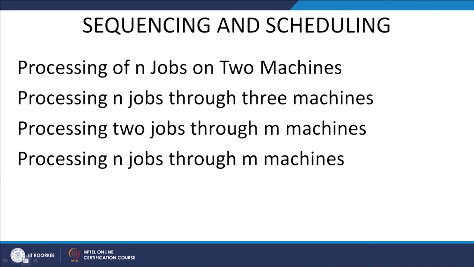Now, as I said, there are 4 cases that need to be dealt with. The first one is the processing of n jobs on 2 machines. We will be doing this today. In the next lecture, we will look at the next case, that is processing of n jobs on 3 machines. Third case is processing of 2 jobs through m machines, and finally the processing of n jobs through m machines. So, let us begin with the first case, that is processing of n jobs on 2 machines.